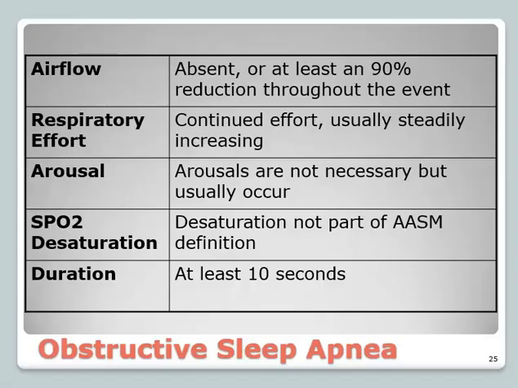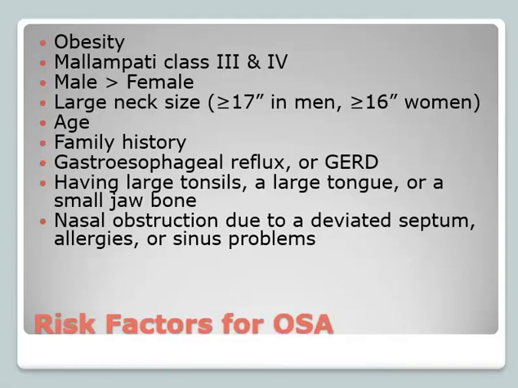Here is, again, a recap of the definition. This is straight from your Fundamentals 1 lecture. Risk factors: weight, Mallampati class 3 and 4. Men are more at risk. Large neck size. Is this all coming back? This should not be new. Remember, this is all part of the STOP-BANG: the neck size, gender, weight, age. The older you are, the floppier things get, the worse your apnea is.